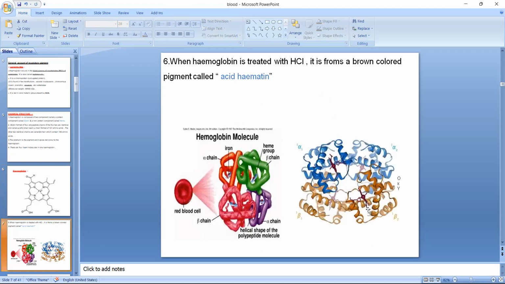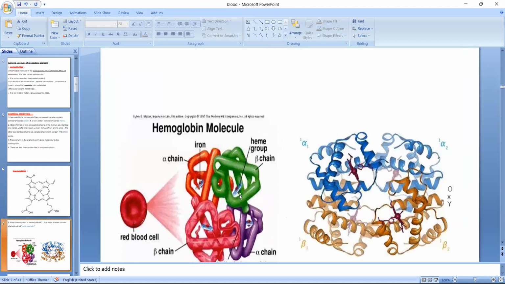This is the quaternary structure of hemoglobin, in which two identical beta chains and two identical alpha chains are present. Each chain contains, lightly visible here in blue color, this one and this one, this one and this one. Every chain contains a heme in which an iron atom is present.